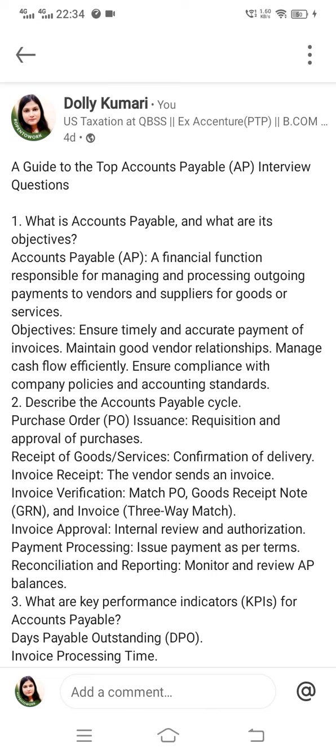And today we will be discussing accounts payable interview questions and answers. It is going to be a basic question and answer. It is basically going to be an overview session.